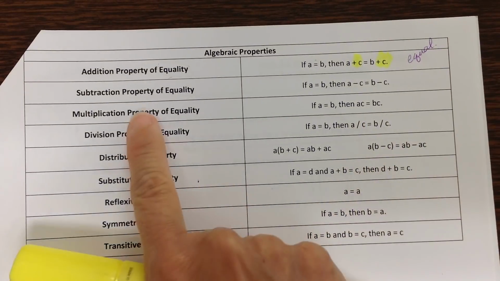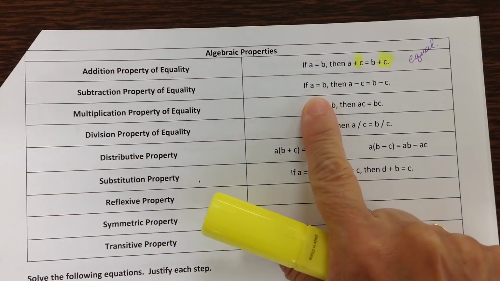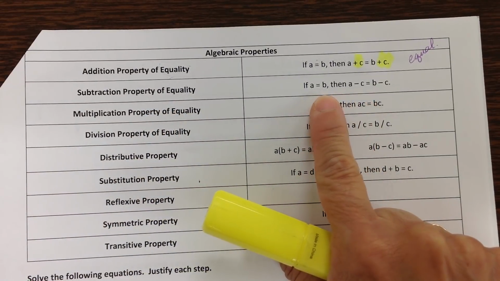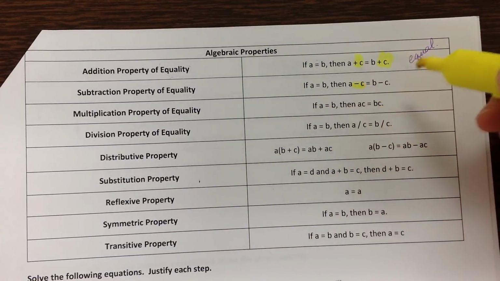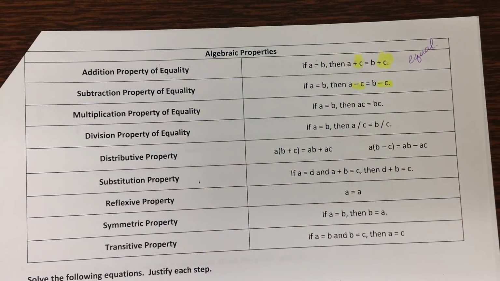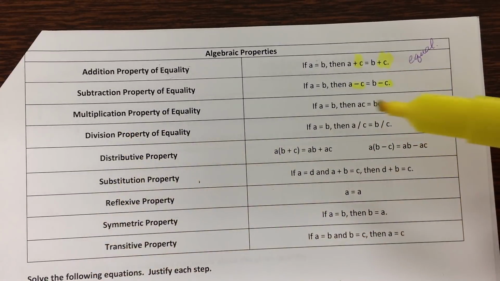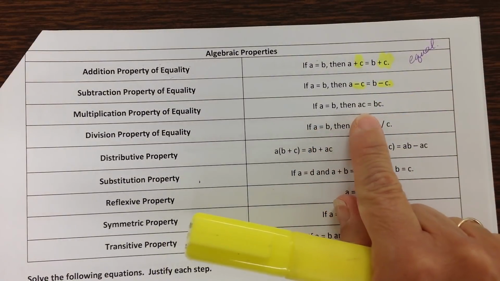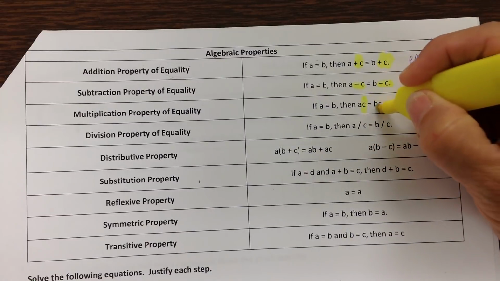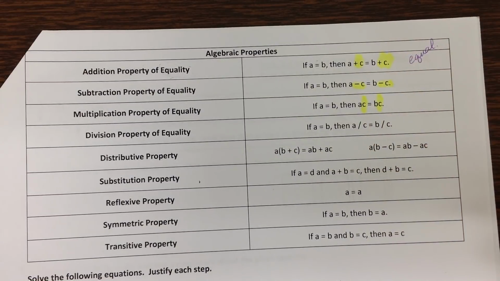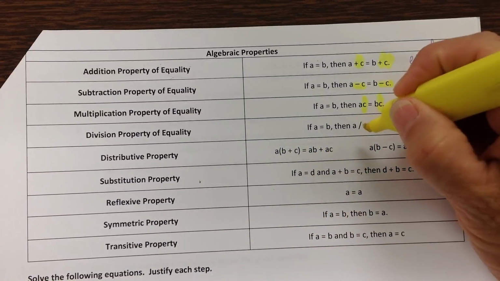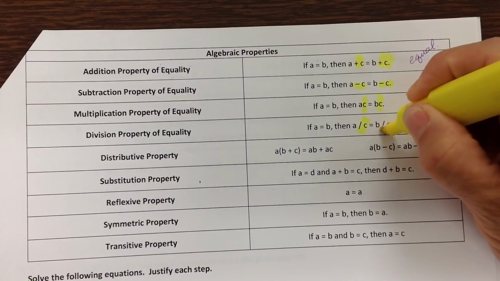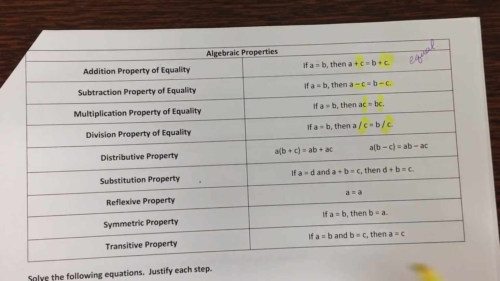Okay. The subtraction property of equality, same thing. If A equals B, then for them to stay equal, you're going to subtract C, but you also have to do the same thing on the other side. So you guys already know these things. It's just now you have to know the name. So the multiplication property of equality: if A equals B, then if you multiply one side by C, you've got to multiply the other side by C. Same thing for the division property of equality. If A equals B, then to make them remain equal, if you're going to divide one side by C, you're going to divide the other side by C.